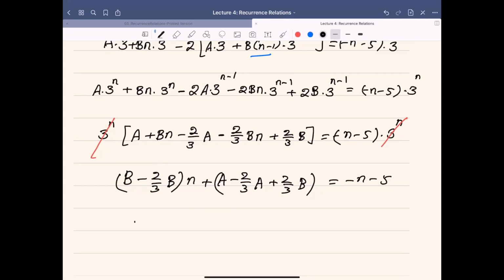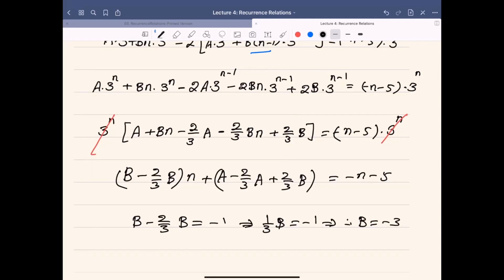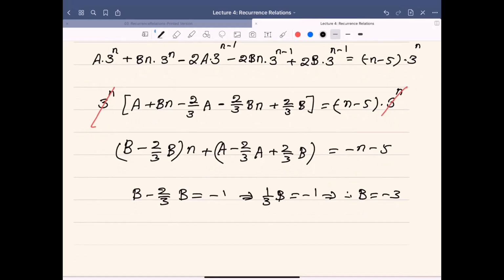So let us find B and then we will find A from the other expression. What do we have now? We have B minus 2 over 3 B is equal to minus 1. Why minus 1? Because here we have minus n and this is n. So this value should be equal to minus 1. And from here we have 1 over 3 B is equal to minus 1. So B is equal to minus 3.